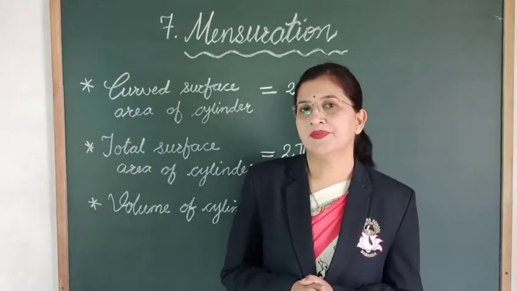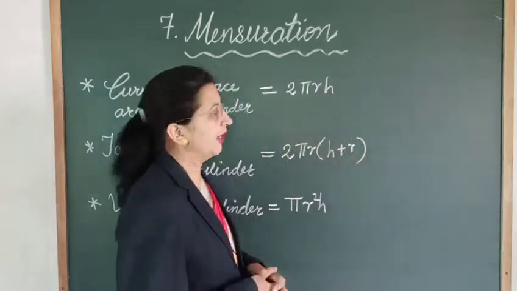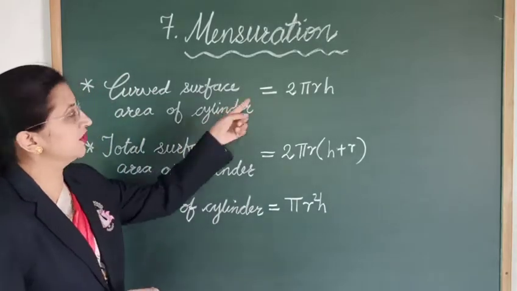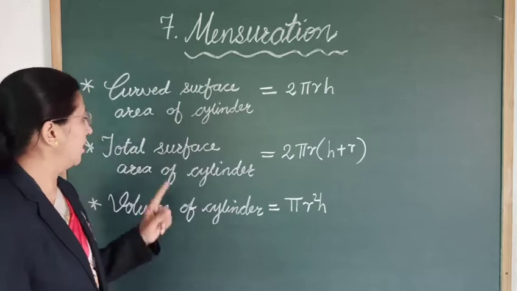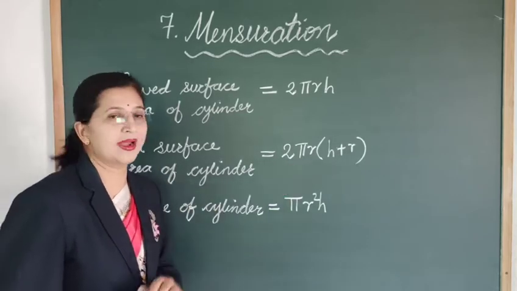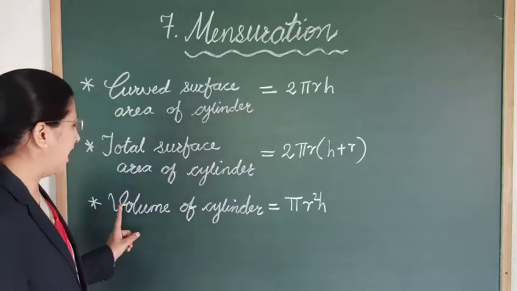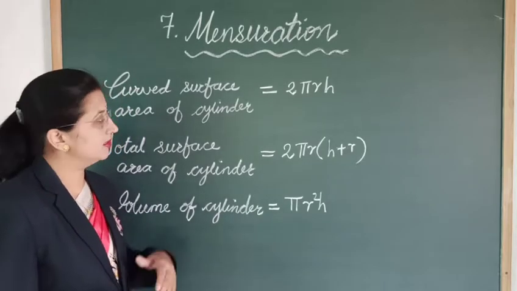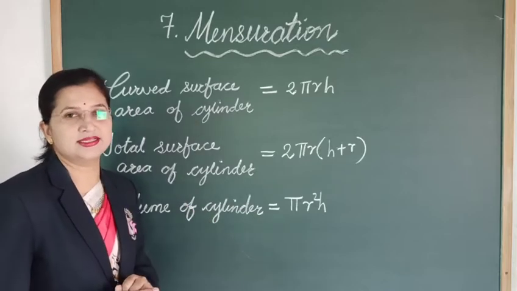Now let's see the formula for the cylinder. Curved surface area of cylinder is equal to 2 pi r h. Total surface area of cylinder is equal to 2 pi r into bracket h plus r, and volume of cylinder is equal to pi r square h. This is about the cylinder.